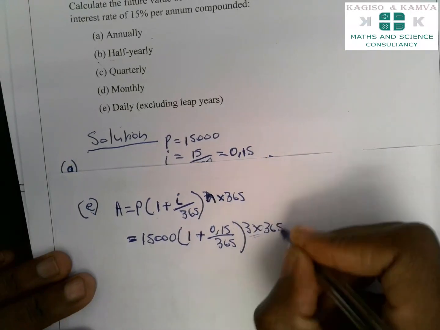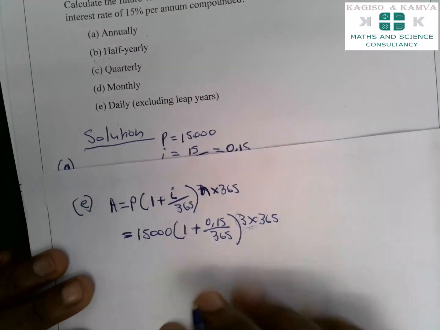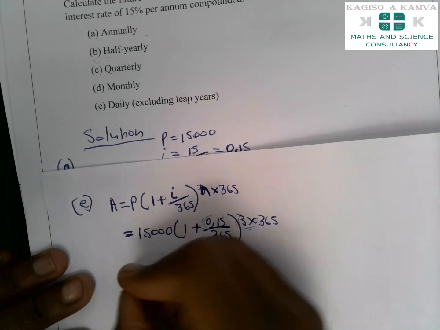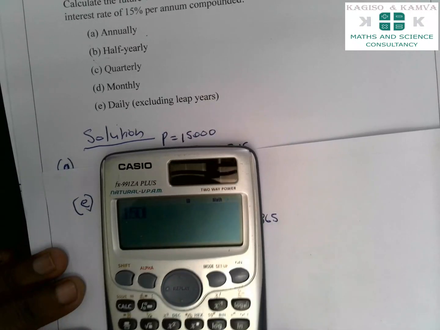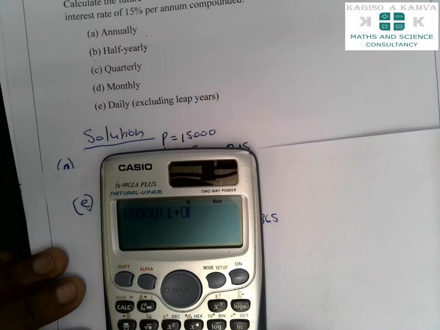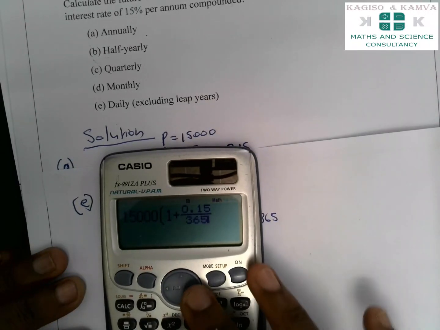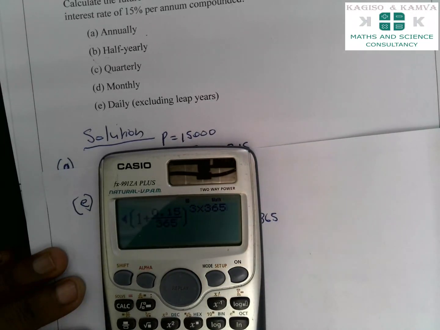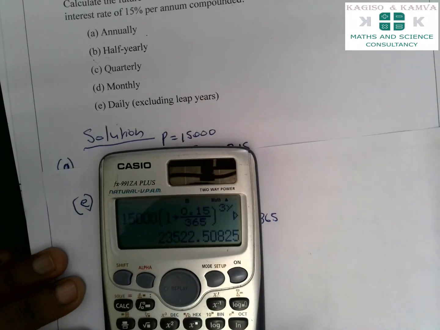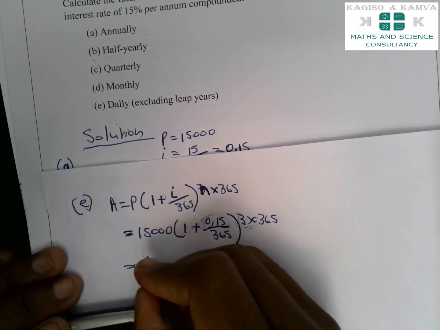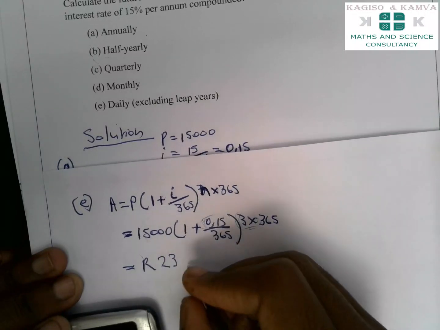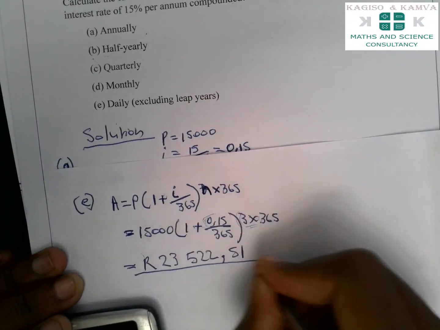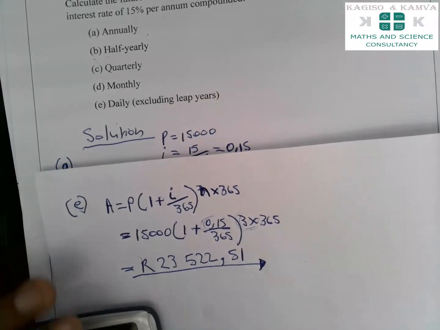So from here I'm going to get the number of days in 3 years. This is the interest per annum, but it's divided into days. So this is going to be equal to 15,000 into (1 + 0.15 divided by 365) to the power of the number of days in 3 years. So now I'm going to get 23,522.51.